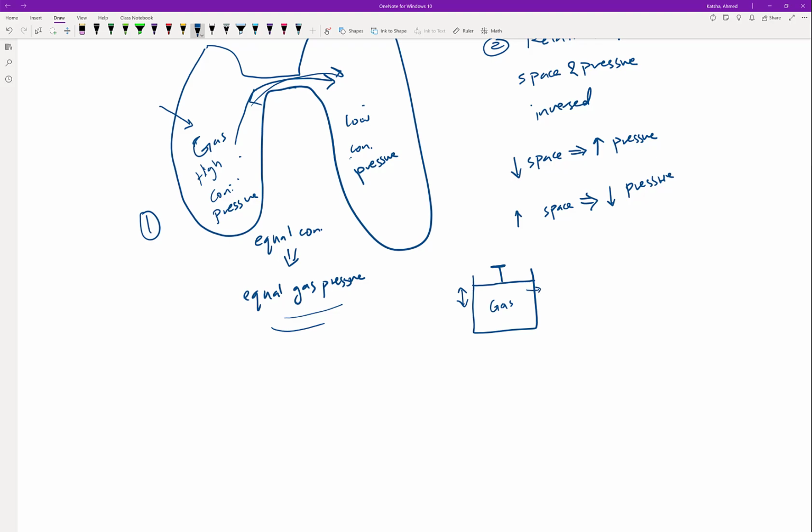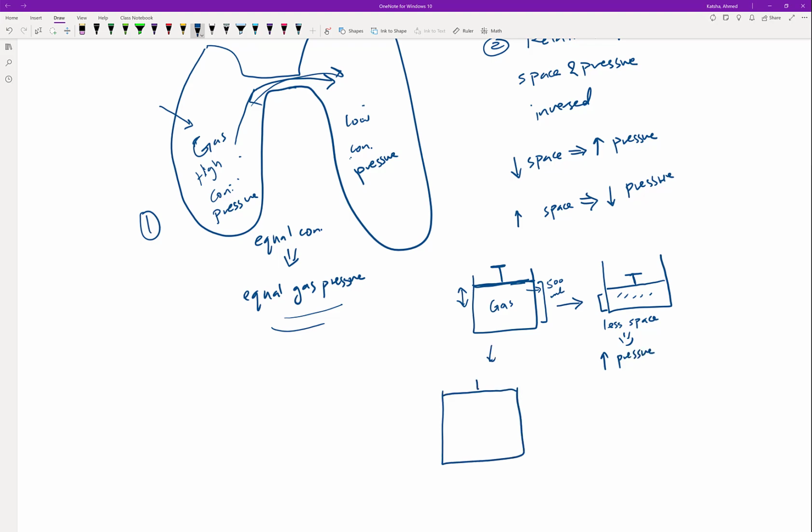Let's say maybe we have 500 milliliter of gas when the cap is here. But now if I press the cap down, I'm squeezing the same amount of gas into a smaller area. So in this case I have less space compared to the space here, and therefore I will have high gas pressure. Whereas if I expand this cap all the way to here, it means now I have more space, and therefore the gas molecules have more space to move in, and this will lead to less pressure.